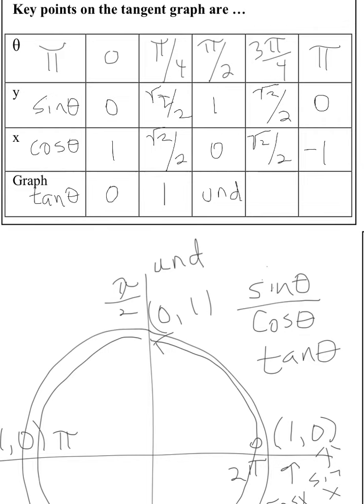At 3 pi over 4, again, we have root 2 over 2 and negative root 2 over 2. And here we're going to have a negative 1. And the last one at pi is 0 over negative 1, or we can just say 0. So our tangent values are going to be 0, 1, undefined, negative 1, and then 0 as we graph the tangent graph.